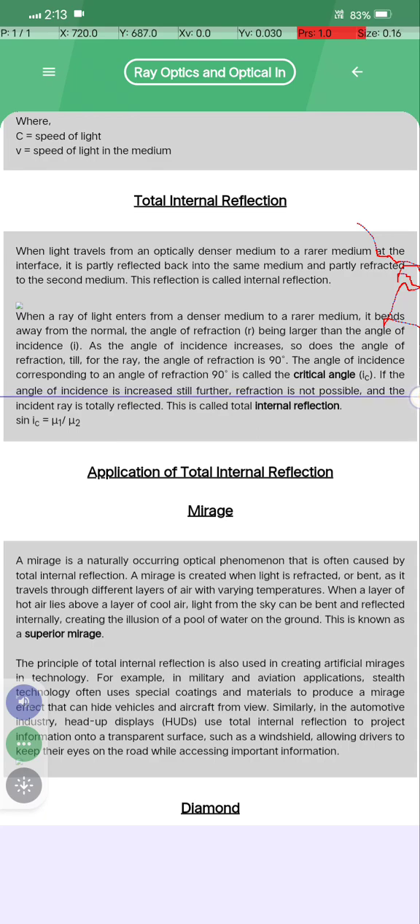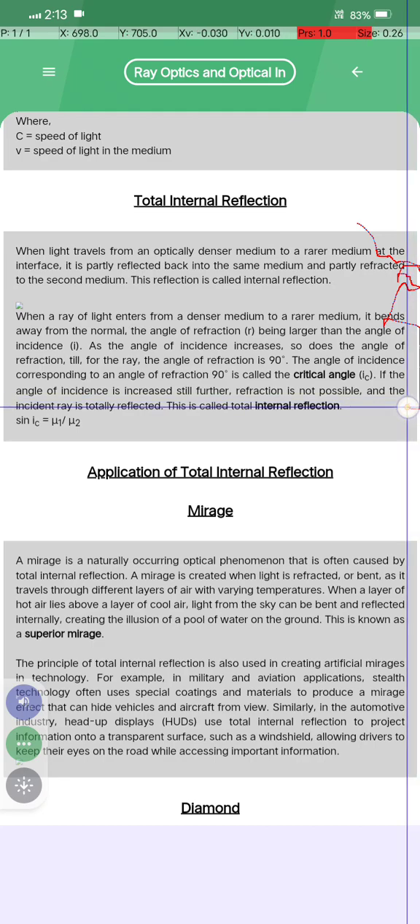If the angle of incidence increases still further, refraction is not possible and the incident ray is totally reflected. This is called total internal reflection. Okay, we call this total reflection.